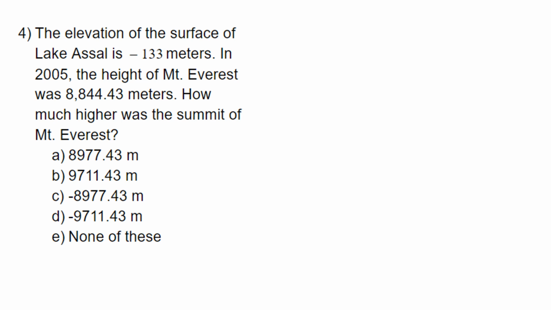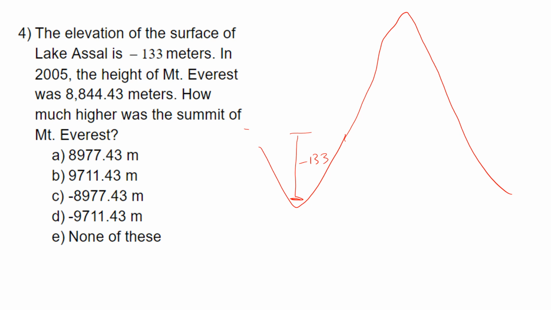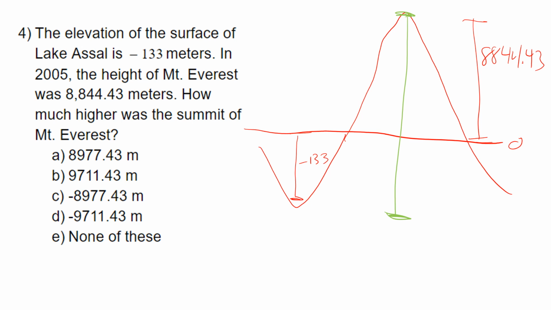Okay, we have the elevation of this lake. It goes down here. It's negative 133 meters, and then there's this Mount Everest, this super high mountain. If that's 0, that's 8,000. So this distance right here is 8,844.43 meters. So the question then is, what is the distance from the top all the way to the bottom?